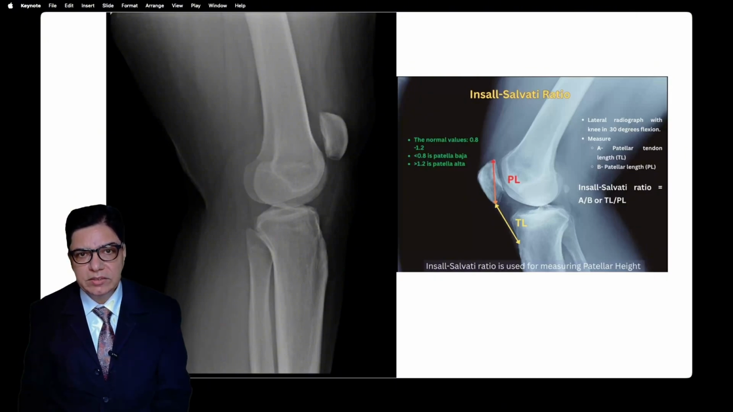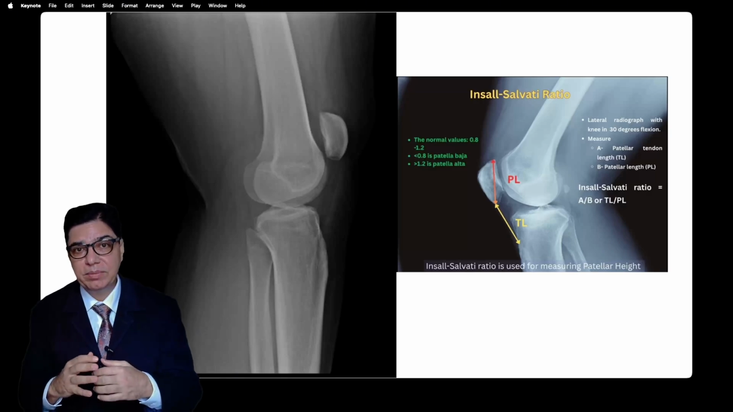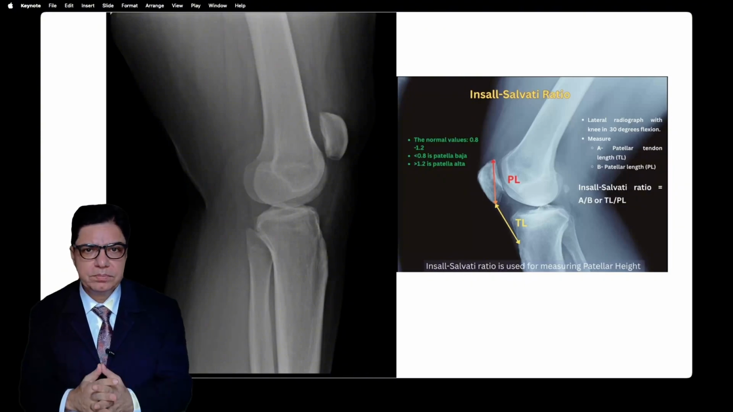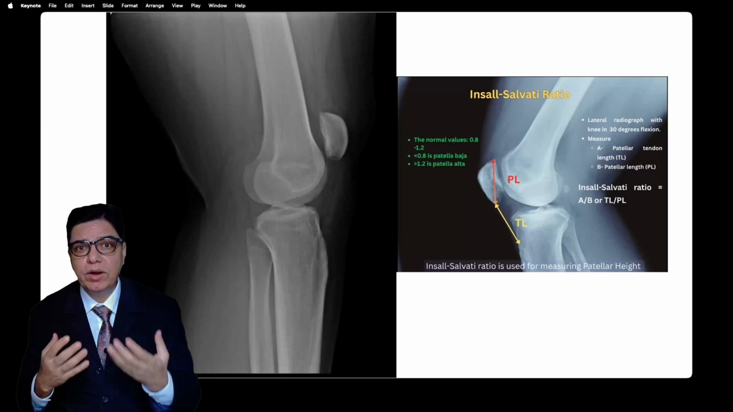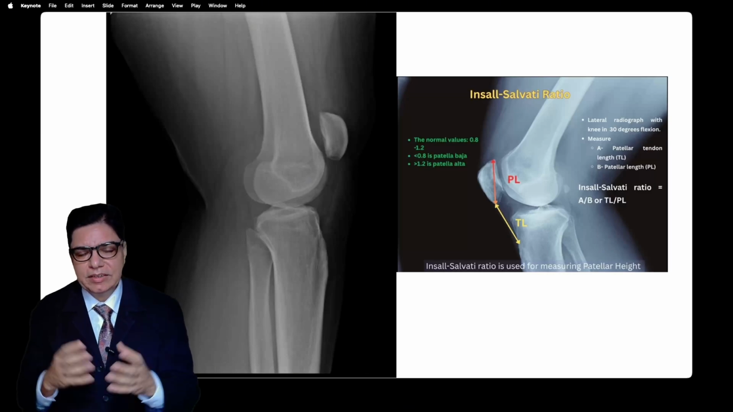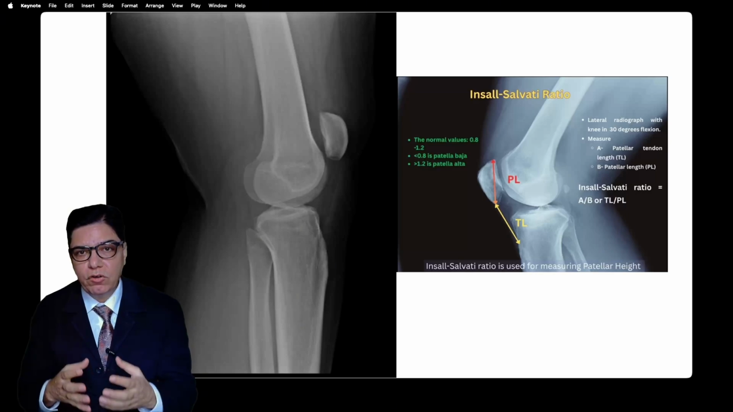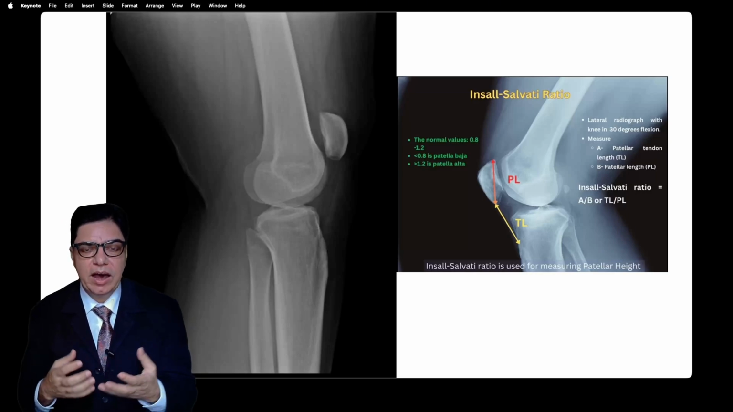Now, once you have taken the length of the patella, and you've taken the length of the patellar tendon, you would divide the length of the patellar tendon by the patella length itself. A normal ratio is 0.8 to 1.2. So if you divide the patellar tendon length by the length of the patella, you can get any value between 0.8 and 1.2. So this is normal. If you get a value above 1.2, which simply means that the length of the patellar tendon itself is more than the length of the patella itself, that actually is diagnostic of Patella Alta, which means a high riding patella.